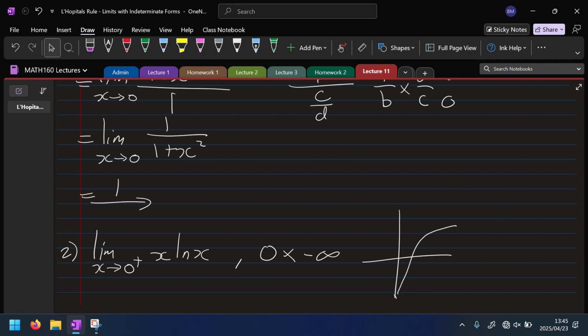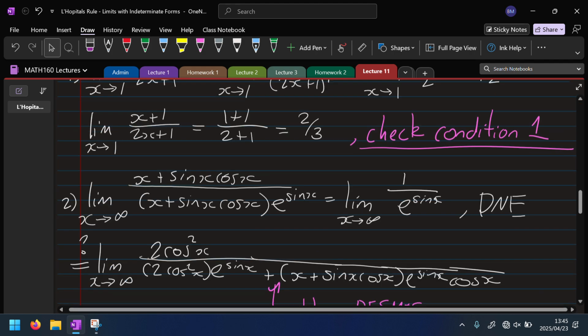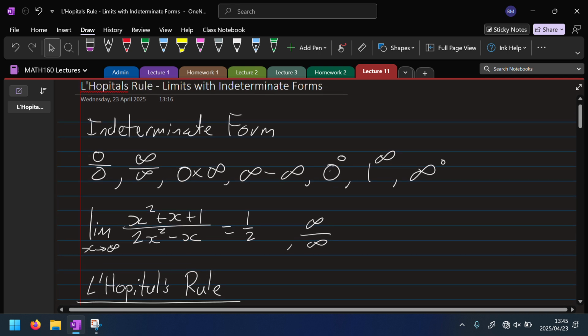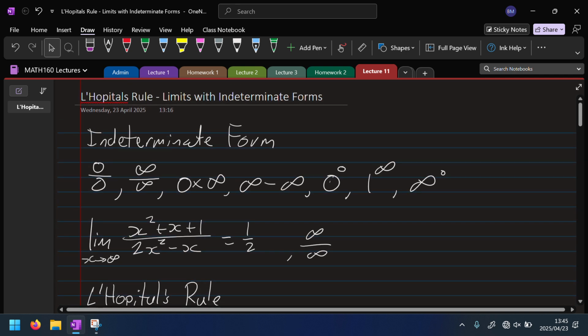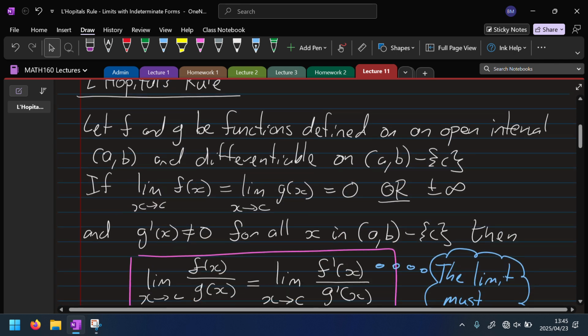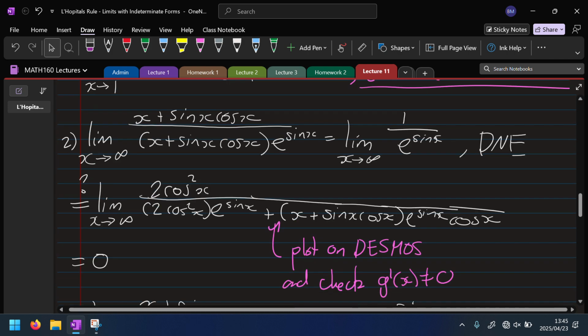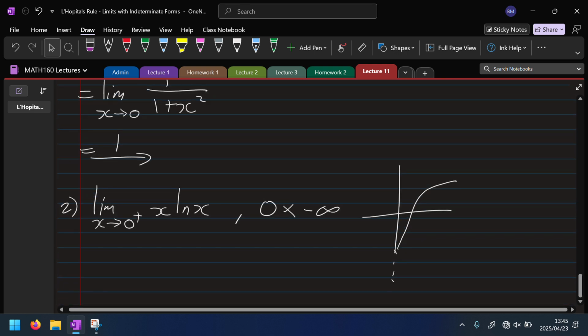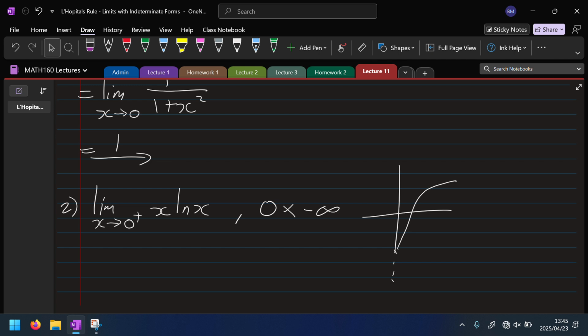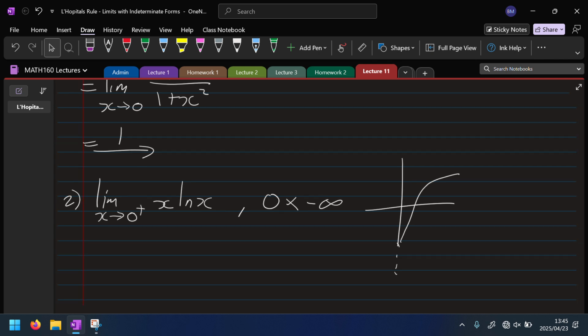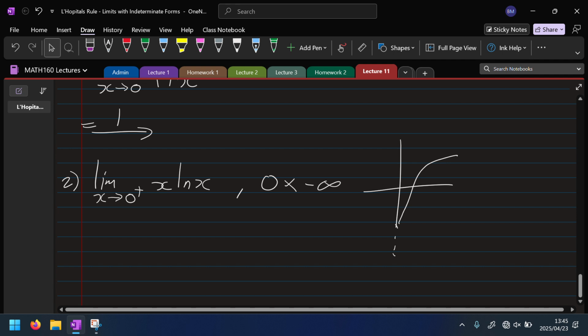Now, that's not what we want for L'Hopital's rule. If we go right back up here, it is an indeterminate form, that third one over there, 0 times infinity. However, for L'Hopital's rule, we need 0 over 0 or infinity over infinity. So what we need to do is somehow convert this from one indeterminate form to another, and that's just some algebra. There are some tricks to it, so I'll show you for this one, and then the others we'll do tomorrow.